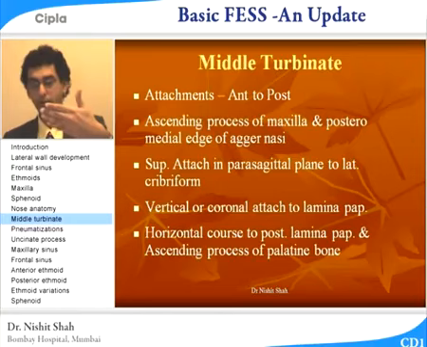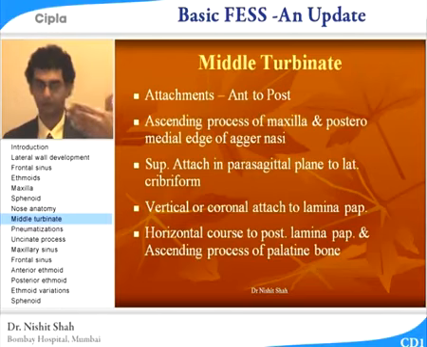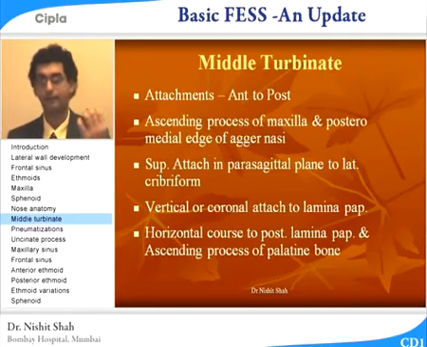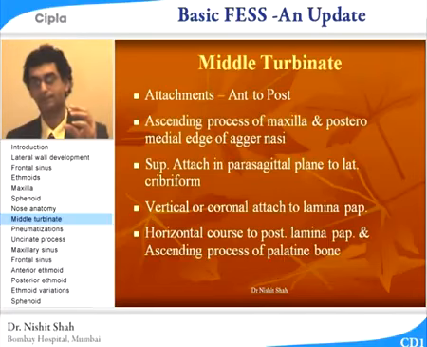And what this does is divide the ethmoid into the anterior ethmoids, and behind the ground lamella, the posterior ethmoids. And finally the middle turbinate will go posteriorly, again turn a little horizontally and attach to the posterior lamina and the ascending process of the palatine bone in the axial plane.